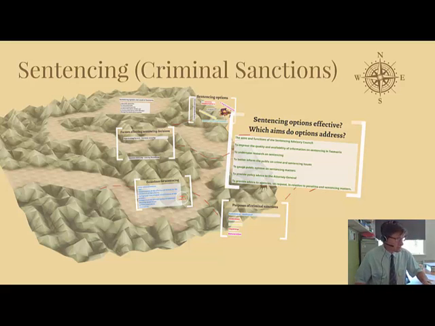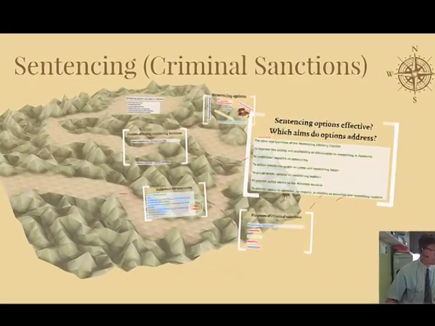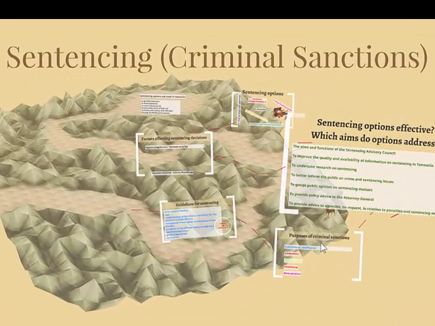This lesson outlines the options for sentencing and criminal sanctions: what happens once a person is found guilty or has pleaded guilty in court. In summary, I'll be talking to you about the purposes of criminal sanctions, the guidelines for sentencing, what the judges need to take into consideration, the factors that affect sentencing decisions, the options that are available to judges and magistrates, and are they actually effective?